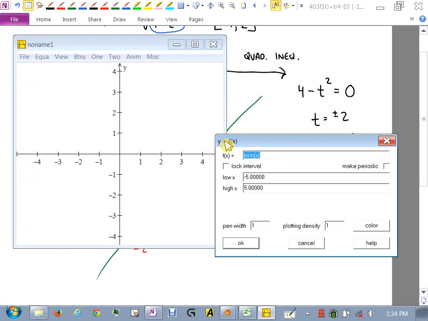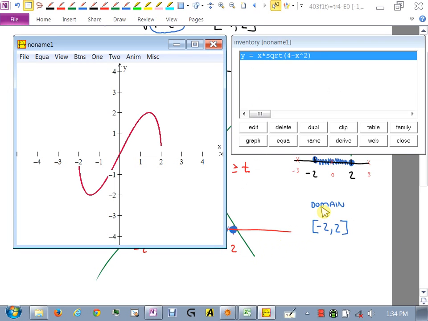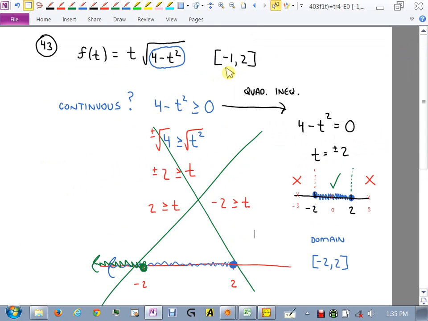I'm going to graph it just for fun. When I graph this, the picture should only show up between -2 and 2. Nothing else should appear. The graph has no meaning out here, has no meaning out here. So if we're going to be looking at max min values of this function on a closed interval, we have to make sure our interval is inside there. Now let me go back to the interval. Is that between -2 and 2? Yes, I'm in there. I'm good.